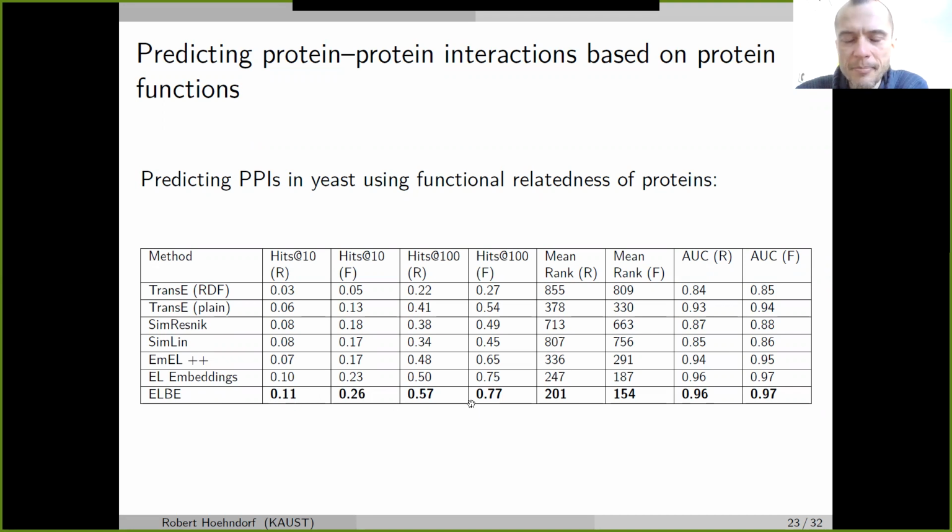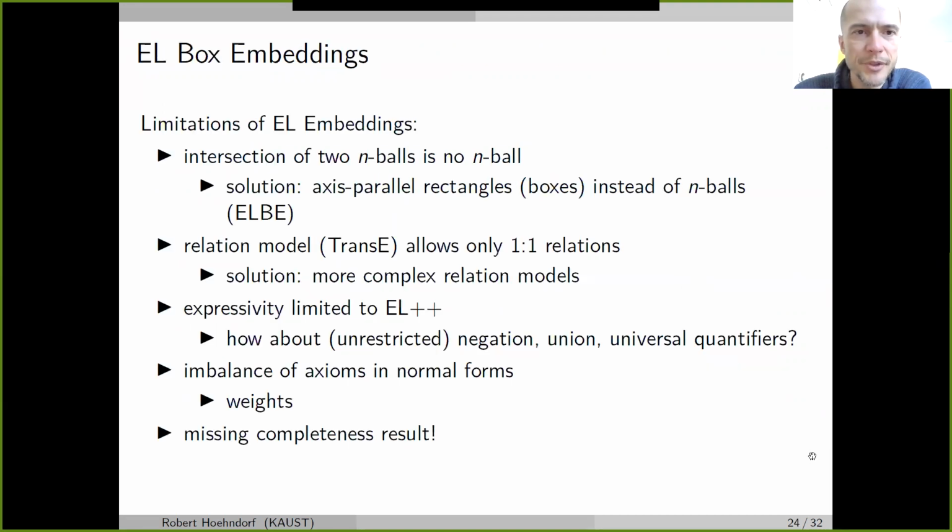You'll see that it's not the best performing model because I took this table just from one of our latest preprints on ELBE, because there are a number of limitations of this and some things we have not achieved. So there are a number of limitations that we still need to resolve. The first one is that the intersection of two n-balls is not an n-ball, so intersection does not actually work. And for this, we can use axis parallel rectangles, so basically boxes instead of n-balls, because the intersection of two boxes is again a box as long as they are parallel to the axis.